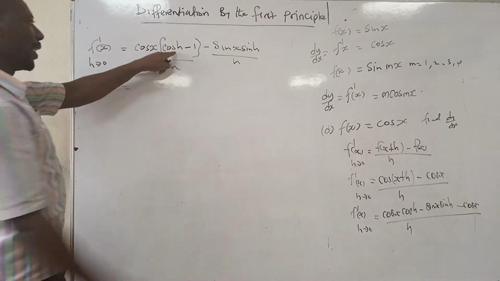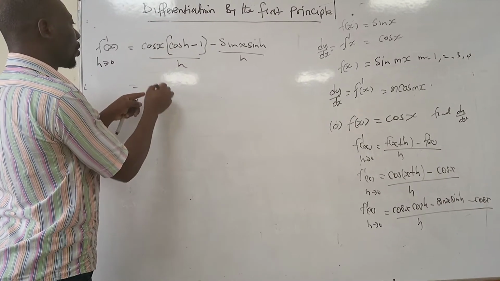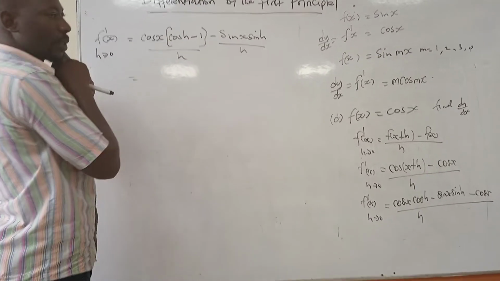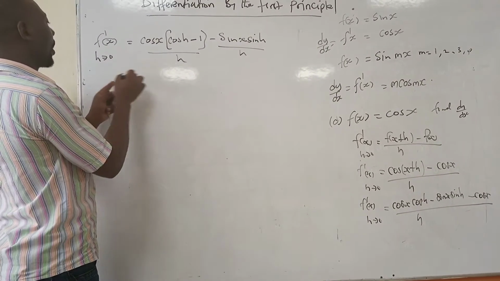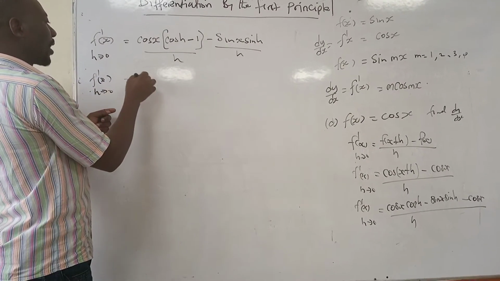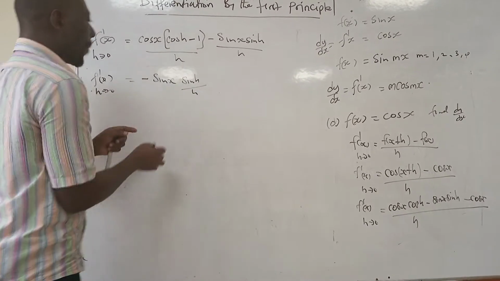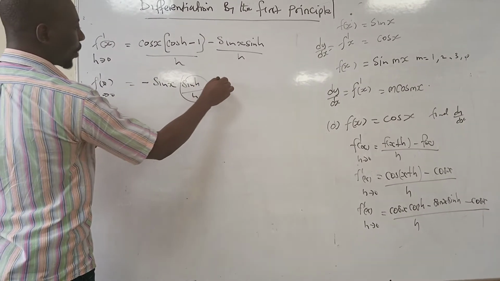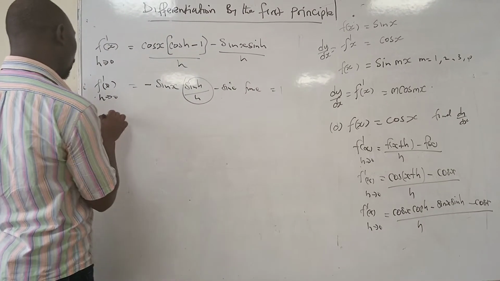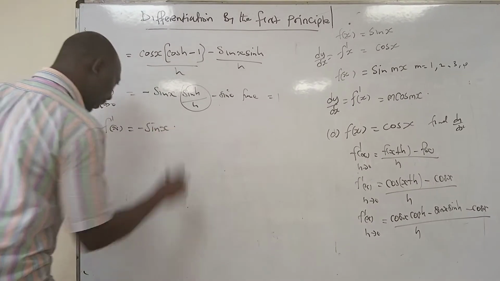So cosine of 0 is 1. So 1 minus 1 is 0. So this first bracket goes to 0. So 0 times something, the first bracket goes to 0. You end up with f prime of x, as h approaches 0, given as negative sine of x times sine of h over h. But we know this one is also a sinc function, which is equal to 1. So we end up with f prime of x equal to negative sine of x.